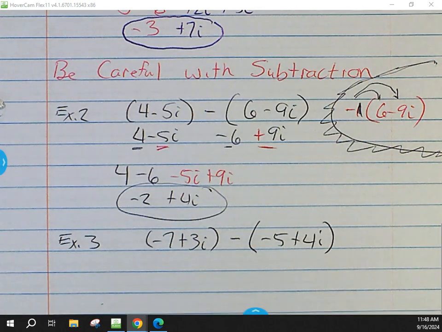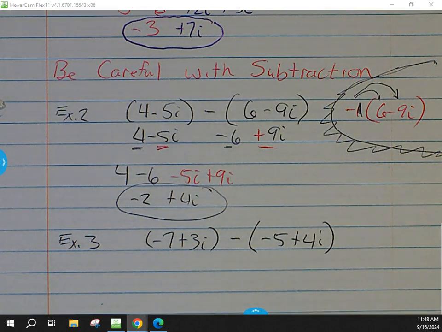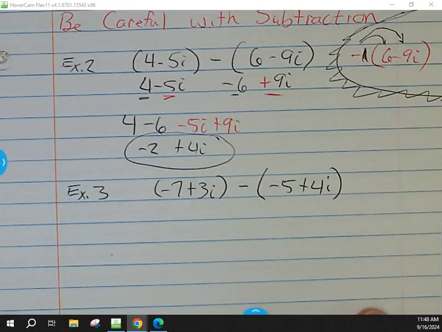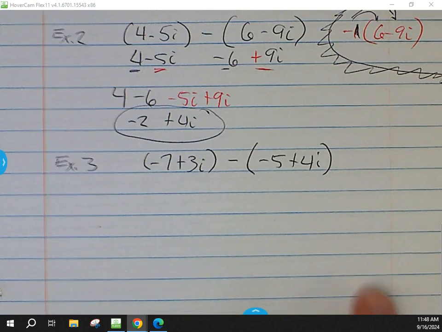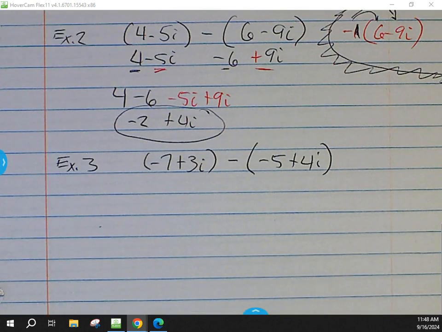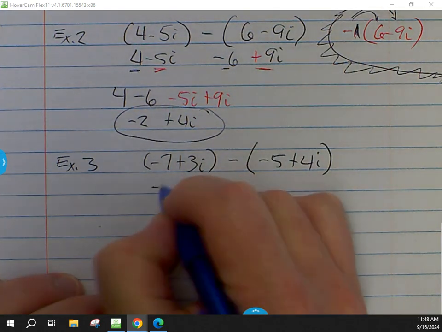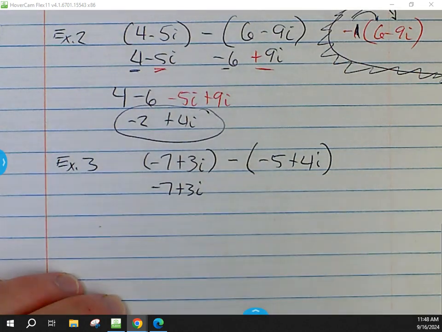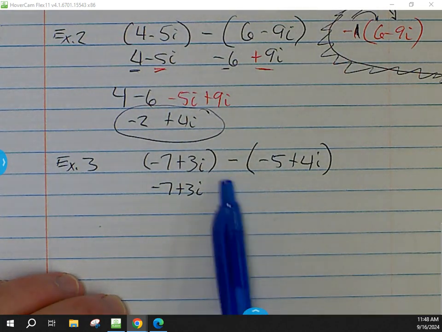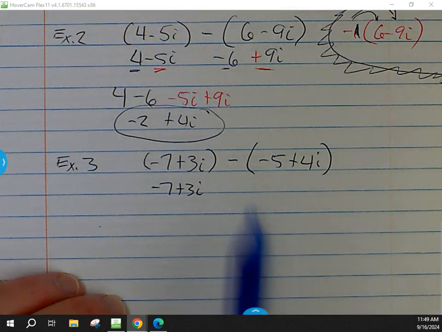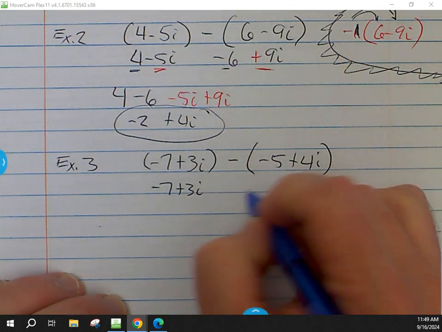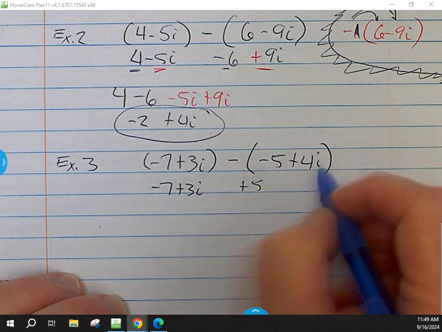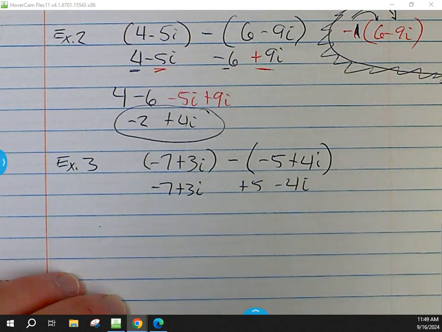All right, one more subtraction, just make sure we're good. Okay, and again with subtraction, you don't do anything to change the first one. The first one's good just like it is. It's the one that's got the minus in front. That's the one you've got to change both signs. We've got the minus in front. We're going to change that to a positive 5, and then change that to a negative 4i.